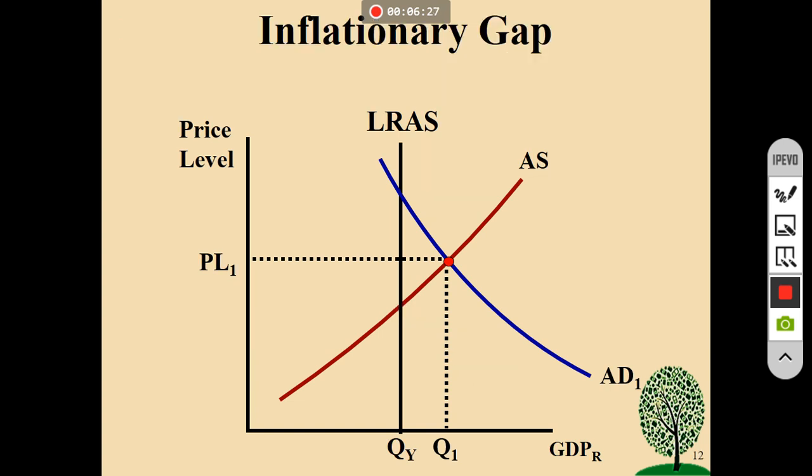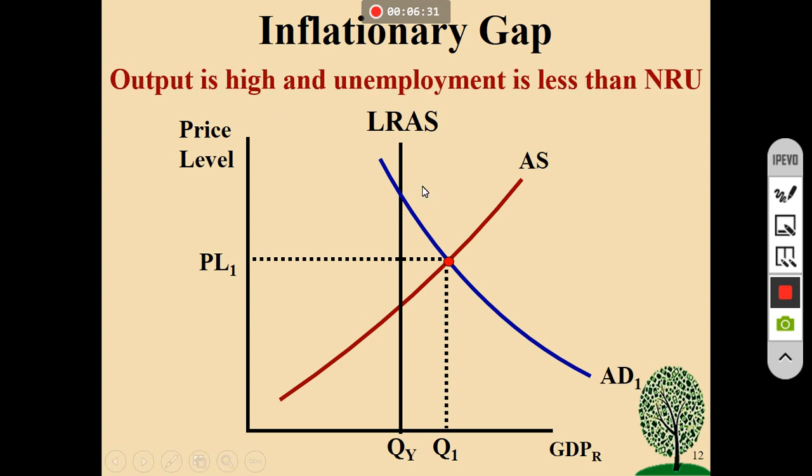When we're out at this point here, this is what we call an inflationary gap. Where our AS and AD intersect is to the right of the long run aggregate supply curve. Output is high, unemployment is less than the natural rate. So this is how we would represent our inflationary gap. This is our economy moving too hot.